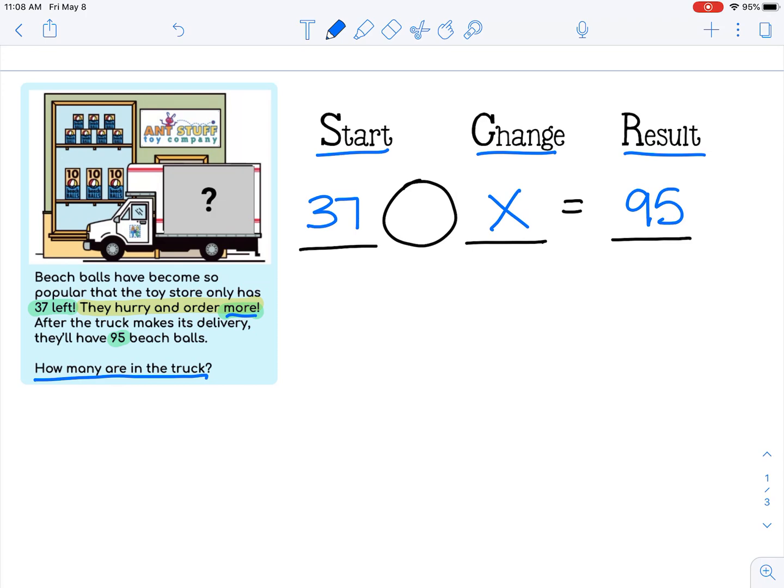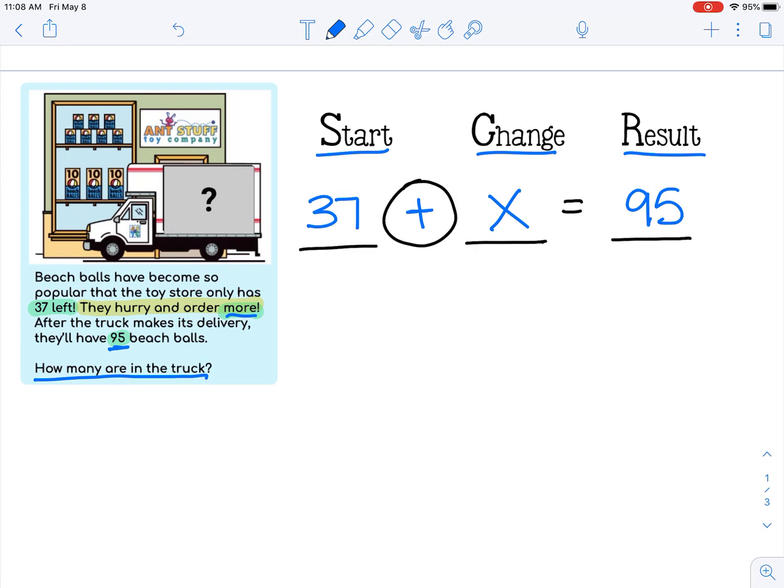So since they ordered more, that also helps me figure out that this is going to be a plus sign, that I need to add these two things together. What also helps me know that that's a plus sign is that the number 95 is greater than or larger than 37. So if they started with 37 and then end up with 95, then again, they must have ordered more by adding because the number got bigger. Then you are all set with setting up your equation. This is the equation that matches this story problem using X to show what we need to figure out. Then you can go ahead and solve.